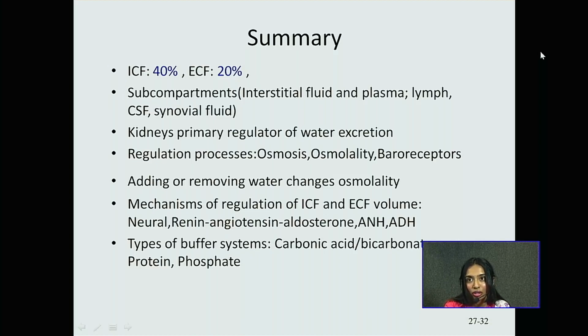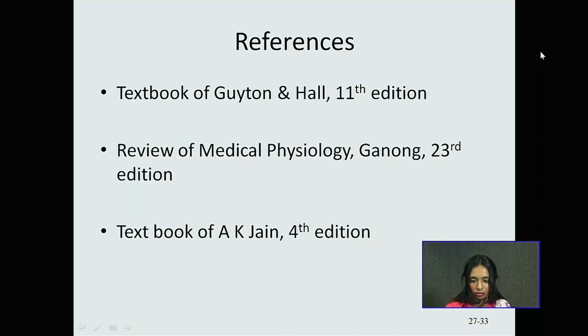Kidneys are the primary regulator of water excretion. Regulation processes: osmosis, osmolality, baroreceptors; adding or removing water changes osmolality. Mechanisms of regulation of ICF and ECF volume are neural, renin, angiotensin, aldosterone, ANH, ADH. Types of buffer system: carbonic acid, bicarbonate, protein and phosphate.